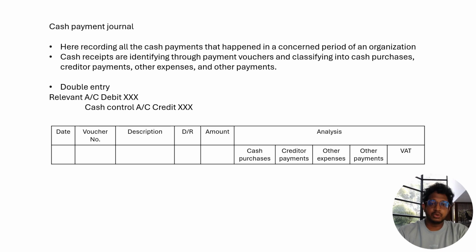Cash payment journal. All the cash payments that you identify through vouchers, you have to record in the cash payment journal. And here also, as we did in the cash receipt journal, we are classifying all cash payments into cash purchases, credit payments, other expenses, and other payments as well. And if it is a VAT registered firm, there is a separate column for VAT as well. So in the double entry, the relevant account is debited, and the total of these you should credit to the cash control account.